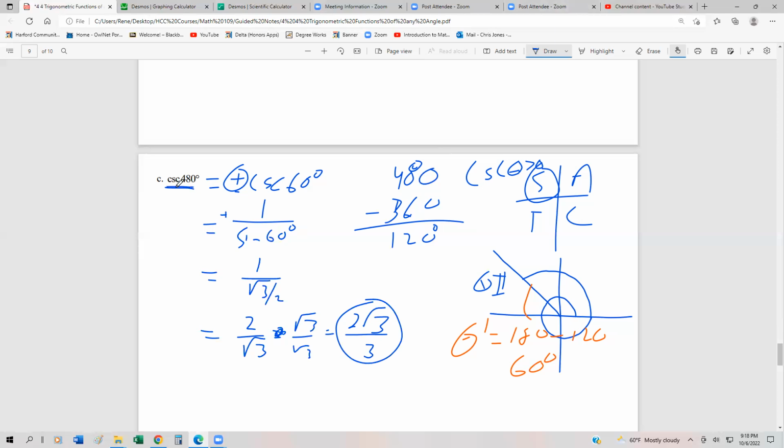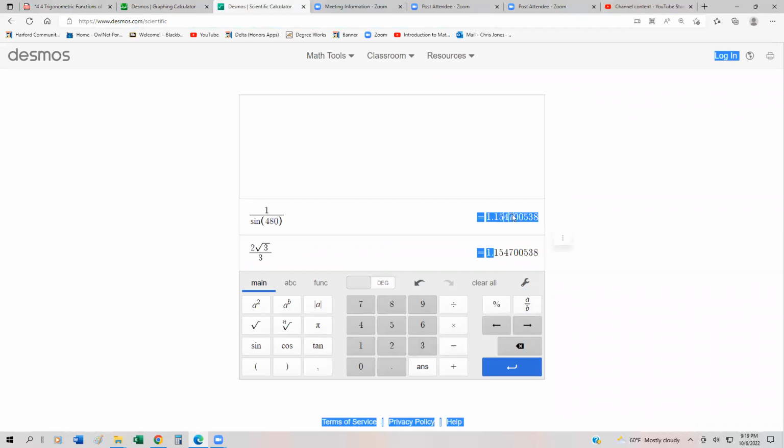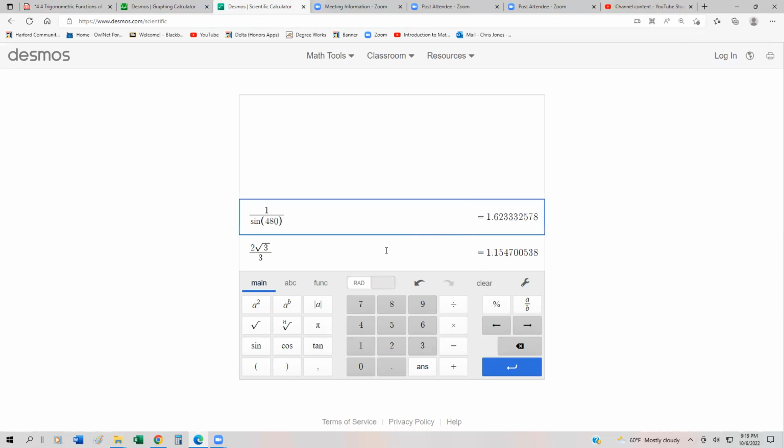So we just type in 1 over sine of 480. So in our calculators, we have 1 over sine of 480. That's 1.1547, and so on. And then our answer was 2 roots of 3 divided by 3. And we get, once again, the exact same number. So that's a way for us to check to make sure that we have the right answer. Just verify in our calculator, but also the correct sign.